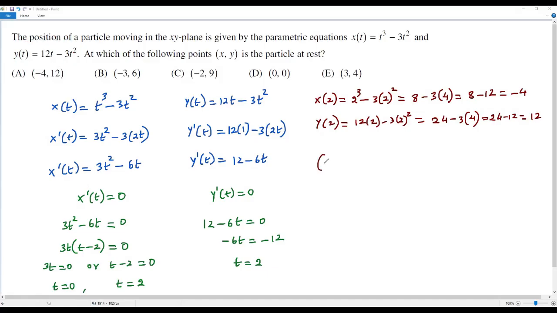Here I got the value of x as negative 4 and the value of y as 12. So the particle is at rest at the point (negative 4, 12). I find this point in answer choice A. The correct answer choice for this question is A.